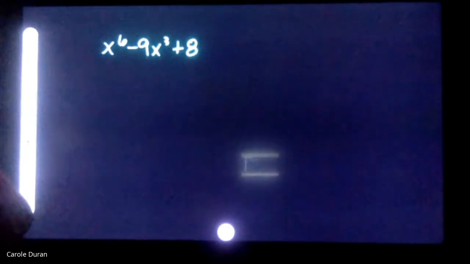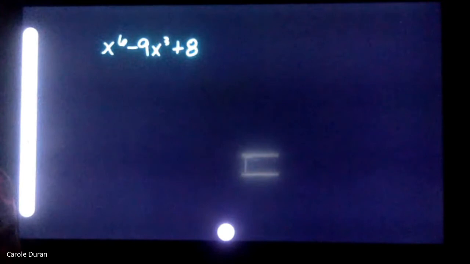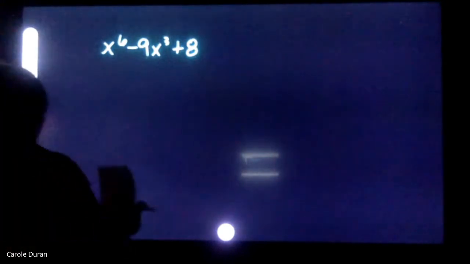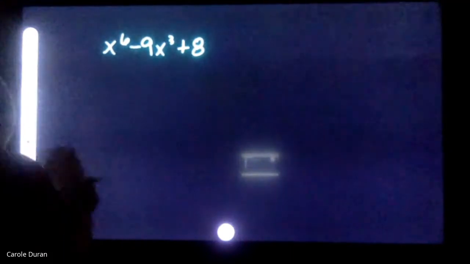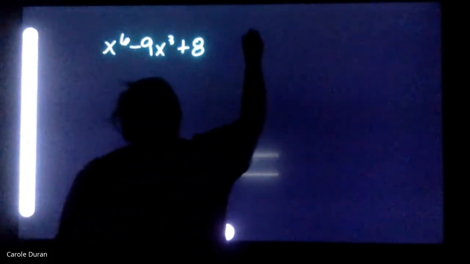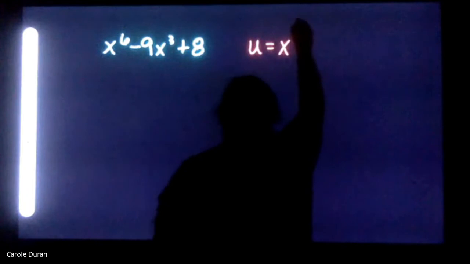So the equation I have is x to the 6th minus 9x cubed plus 8. Just like on the previous problem, I noticed that the exponent on my first term is twice the exponent on my middle term, which means I'm going to use u substitution to make it look more like the quadratic that it actually is.